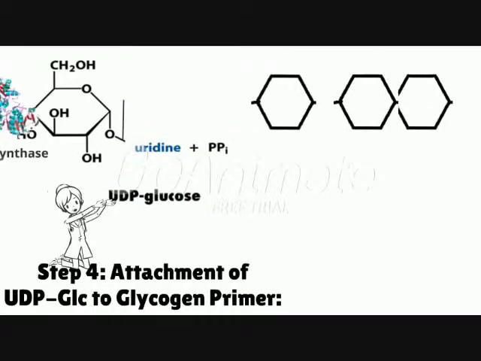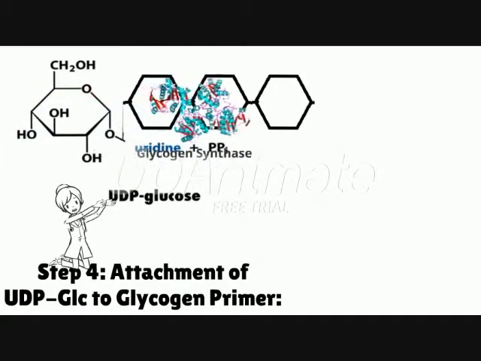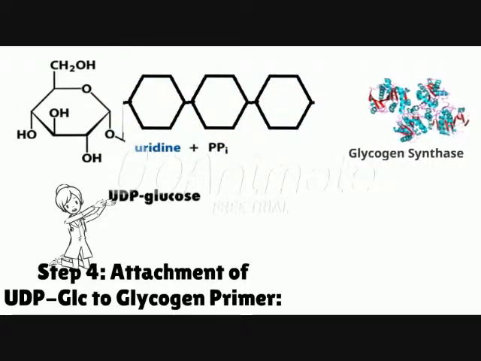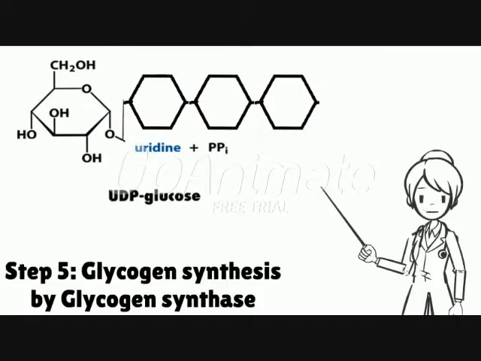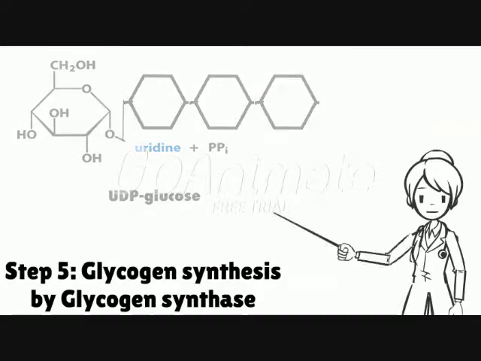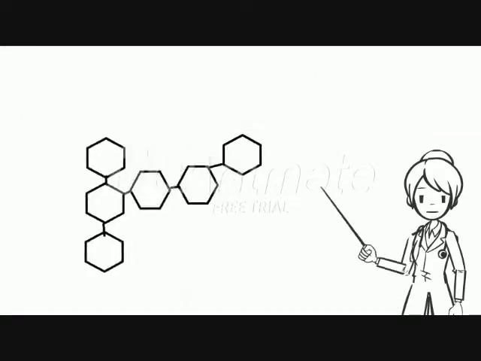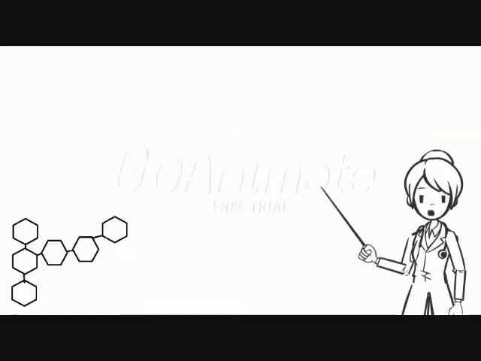Fourth, the UDP glucose will be attached to the glycogen primer. The process is catalyzed by glycogen synthase. More UDP glucose will follow the same process that will lead to elongation of the alpha-1,4-glycogen chain.